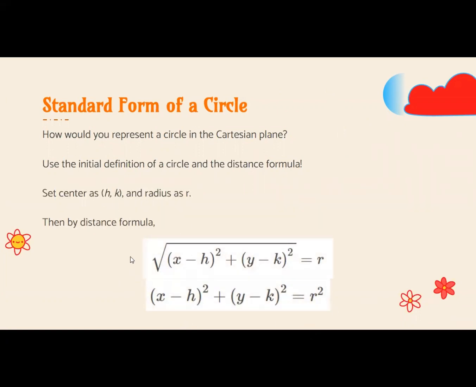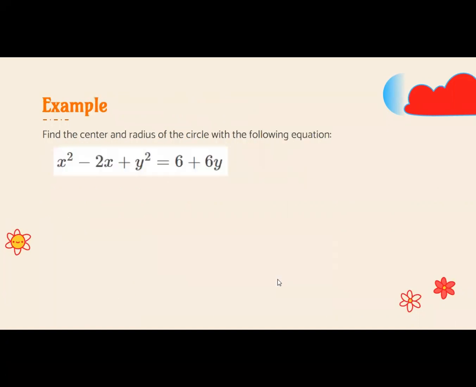H and K is the center. H is the first coordinate, K is the second. You could say X and Y, but since we already have X and Y here, it makes it confusing. The radius is R. So the bottom one is the equation of the circle. This is the one to remember. It seems very complicated at first, but once you use it more and more, it's super easy.